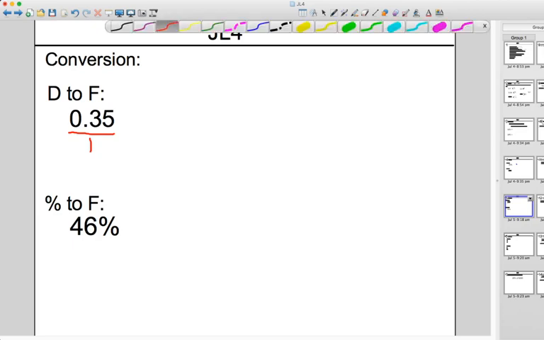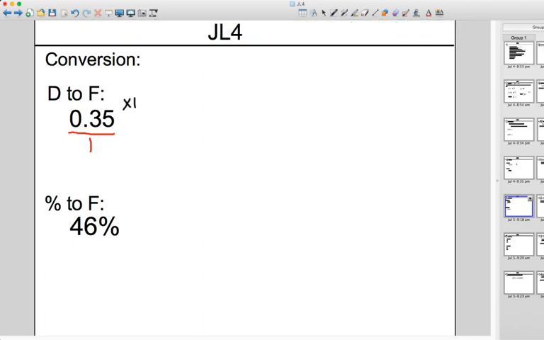I'm going to change my colour back now to black. How do I write this as a fraction? Well, I need to get rid of the decimal point that's on top. So how am I going to do that? I need to move it to the right. And I can move it to the right by timesing by 10. If I times by 10 on the top and the bottom, I will get 3.5 over 10.